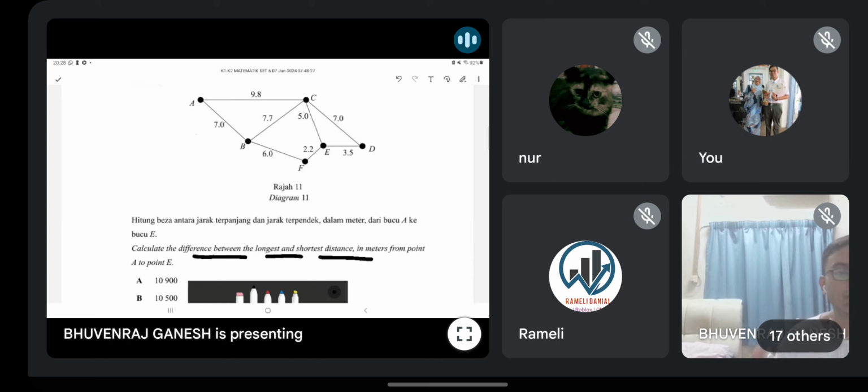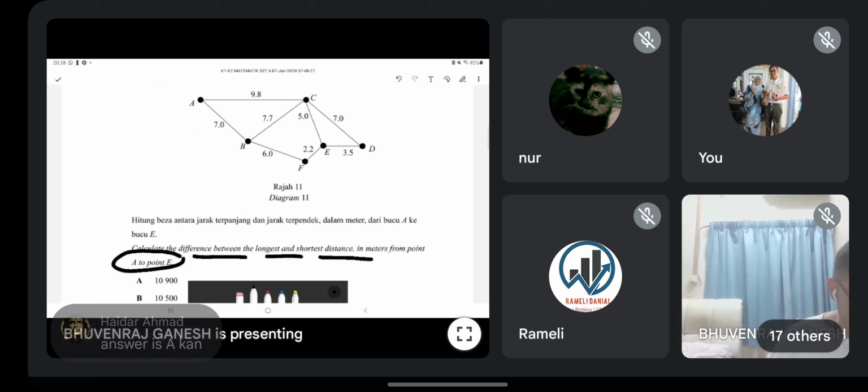So now guys, can anyone tell me what is the longest distance here? From point A to E, ya? Maksudnya kamu mula kat A, kamu akhir kat E. Start at A and end at E. Which one is the longest distance? Can anyone give the final answer if you can solve directly? What's the longest? Answer is A for this question. What do you get for your longest distance, Haida? The rest who want to try now can also comment. Let's say this question comes in your SPM, guys. You have to do it by yourself.